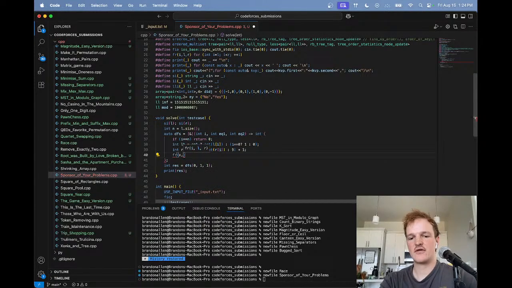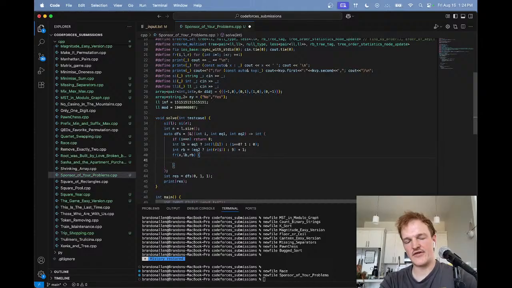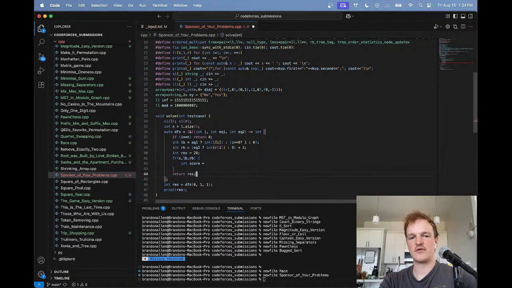For x, from LB to RB, and then I'm going to say, okay, try assigning this value. So score is equal to, and I'm going to say int res equals 20, return res. I need to cache all this, but I'll deal with that in a minute.